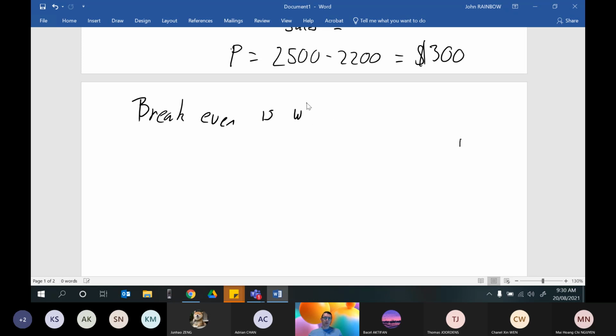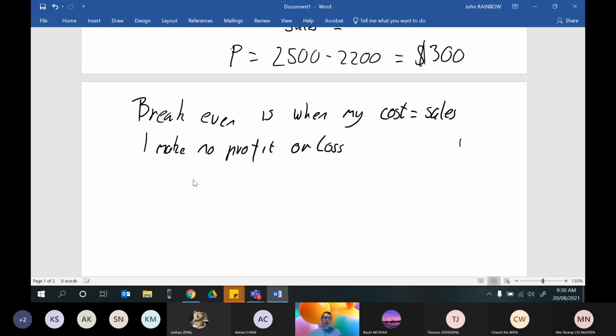Break even is when my cost is equal to my sales. I make no profit, but I also make no loss. So I make no profit or loss. Therefore, my profit equals 0. So therefore, my cost must equal the amount of my sales. So hopefully you get what break even means, and that's what it is.